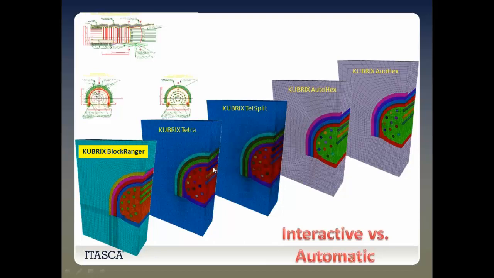So that same non-manifold surface that goes into TET or TET split can be used to produce a nice hexahedral mesh. KUBRIX allows you to produce different mesh structures, and this last one is produced using a different mesh structure, which is, I think, Structical 4.